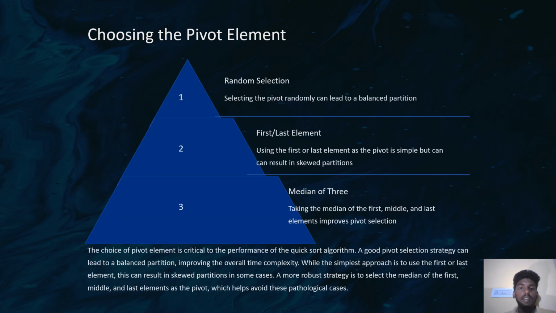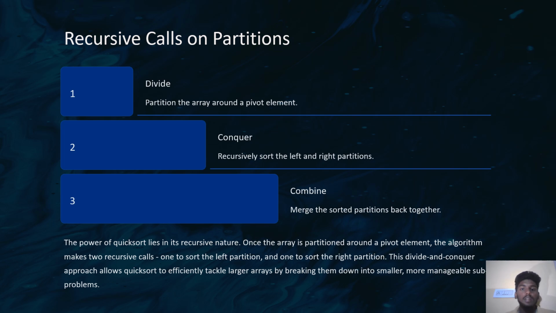Choose the pivot element: random selection, first and last selection, median of 3. Recursive calls and partition. Partition the array around a pivot cell. Recursively sort the left and right partitions. Combine: merge the sorted partitions back together.